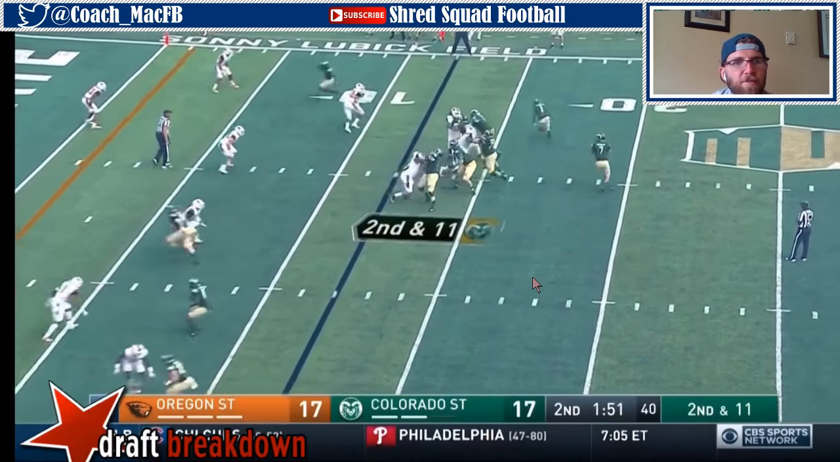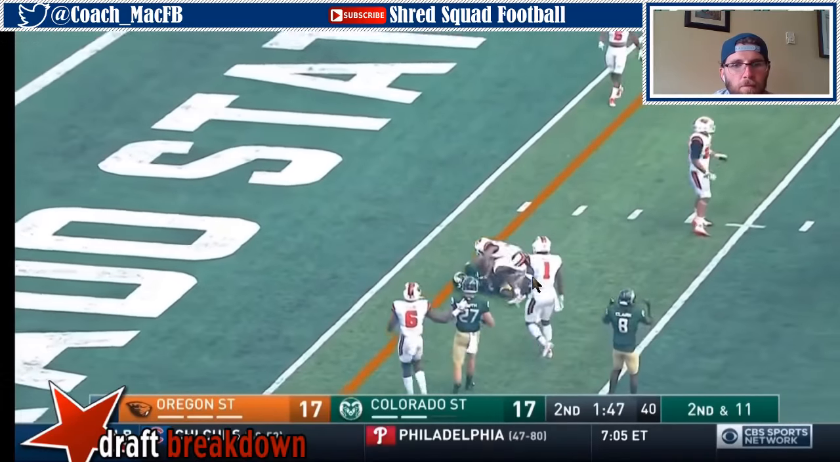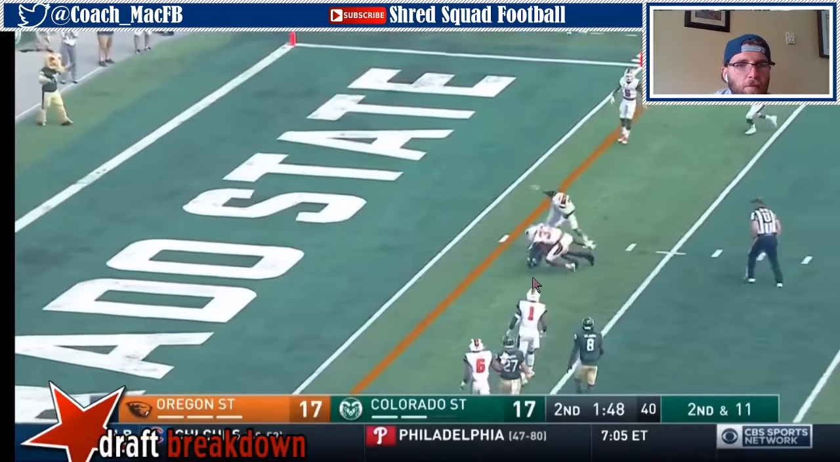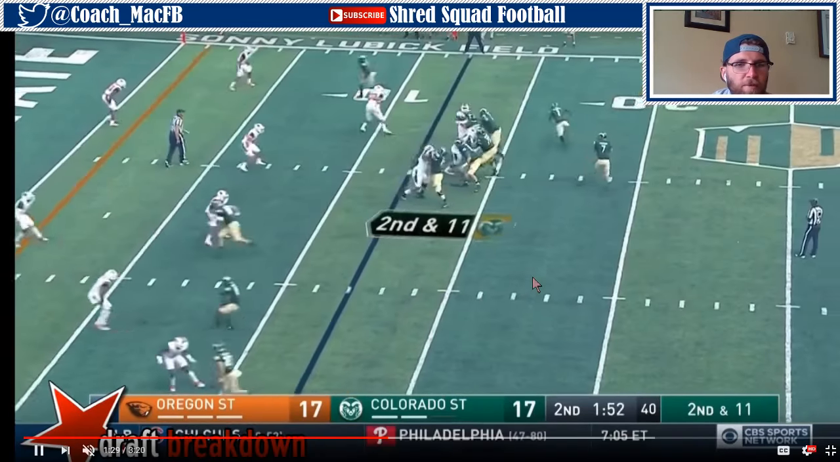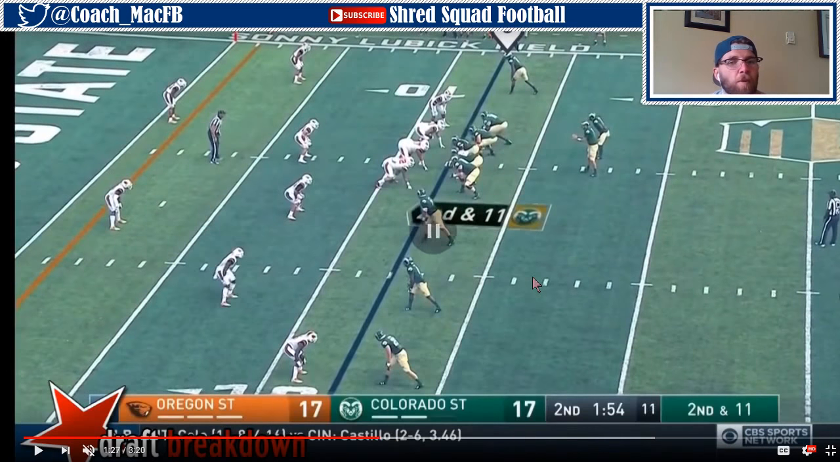Guys, to the top of the screen, some red zone stuff. Strong hands. That's what you need to have. You'll see the next play. All right, so this is what we're talking about now.